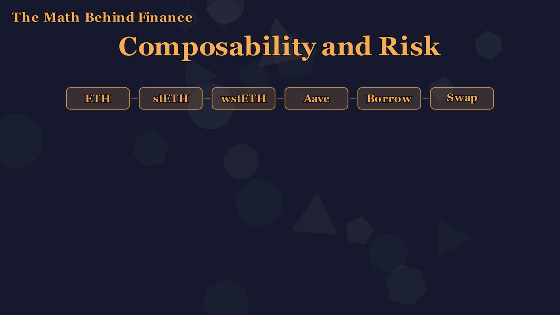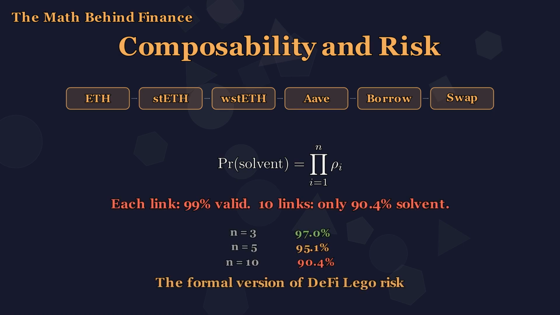Every DeFi protocol we have studied so far works in isolation, but modern DeFi is recursive. You stake ETH, receive a liquid staking token, wrap it, deposit it on Aave as collateral, borrow against it, swap on Uniswap, and deposit the result somewhere else. Each link in this chain adds a multiplicative assumption. The probability that the full chain stays solvent is the product of each link's reliability. Even if each link is 99% reliable, a chain of 10 links has only a 90% chance of staying solvent. This is the formal version of DeFi Lego risk, and when one link breaks, the damage cascades.